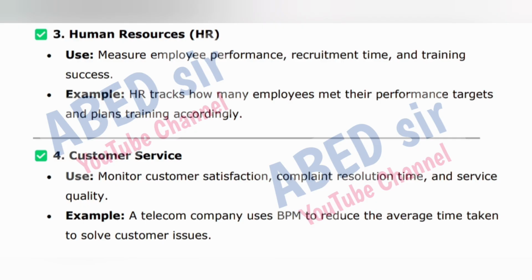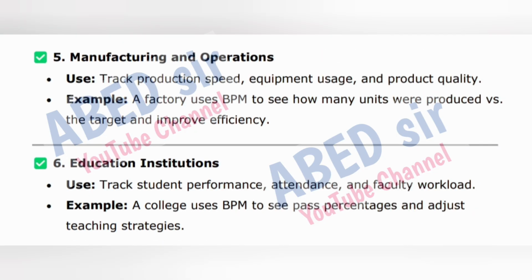Monitor customer satisfaction, complaint resolution time, and service quality. Example, a telecom company uses BPM to reduce the average time taken to solve customer issues. 5. Manufacturing and operations. Track production speed, equipment usage, and product quality. Example, a factory uses BPM to see how many units were produced versus the target and improve efficiency.